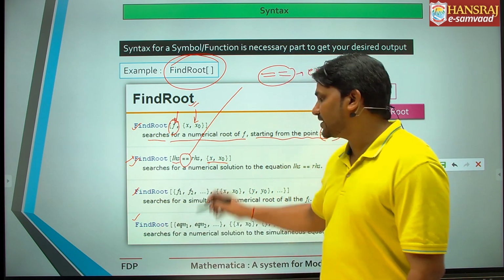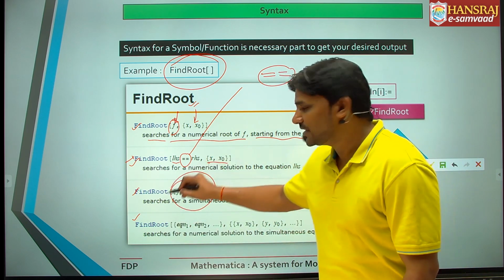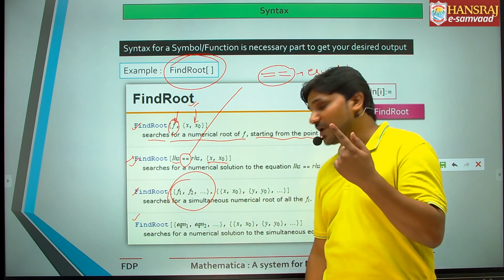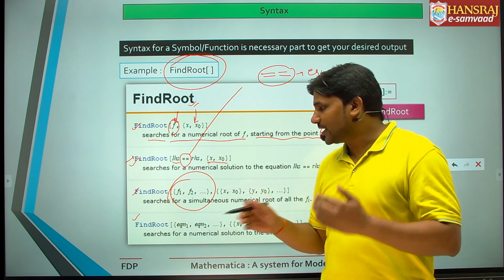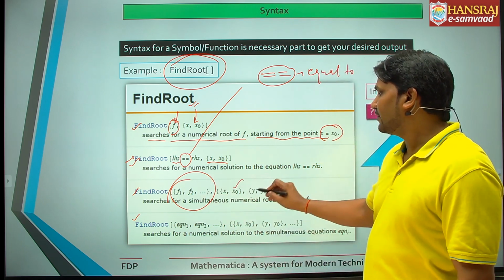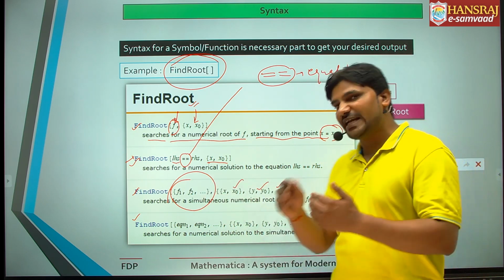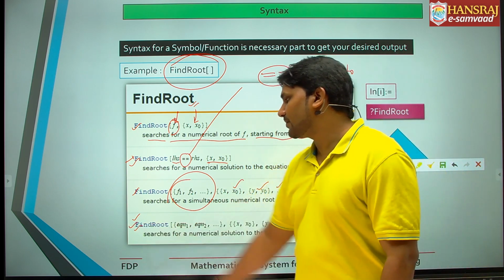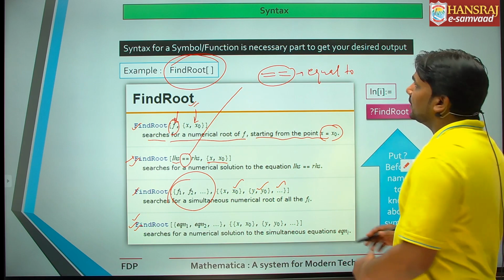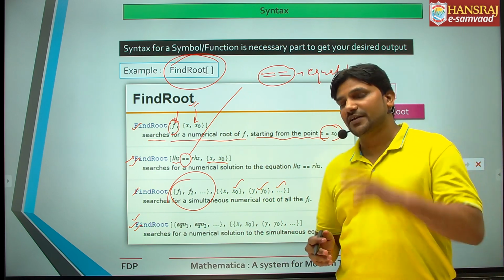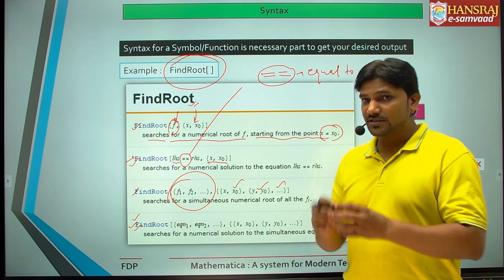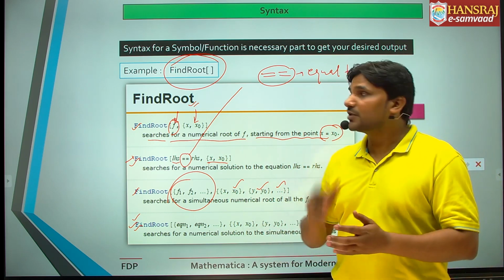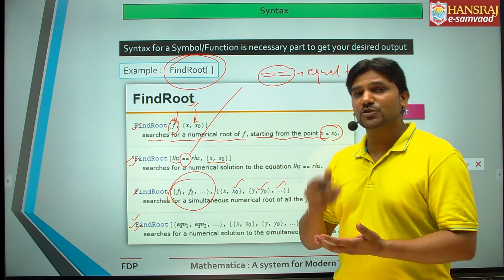Similarly for the other syntaxes, for example if you have multiple functions, then you will separate all with commas and put them in a curly bracket. The same rule applies: separated by commas and put in a curly bracket, with initial values for each function, and that syntax will work. And the same for the equation case. So that is the way we can understand any function in Mathematica. That is the necessary part: before using any function you need to understand the syntax and what is suitable for you.